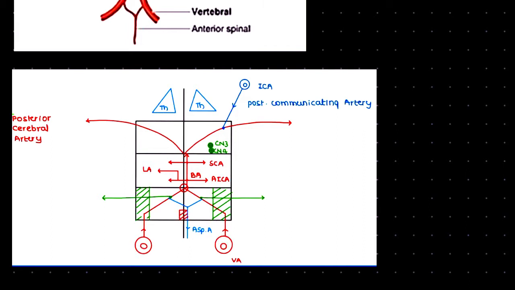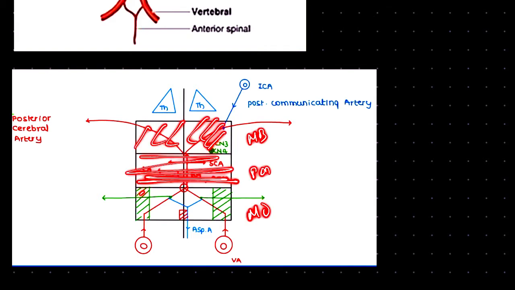Yes, I forgot to mention what this is. This is our midbrain. This is our pons. This is the medulla oblongata, right? This is the midbrain portion. This is pons, and this is our medulla oblongata region.